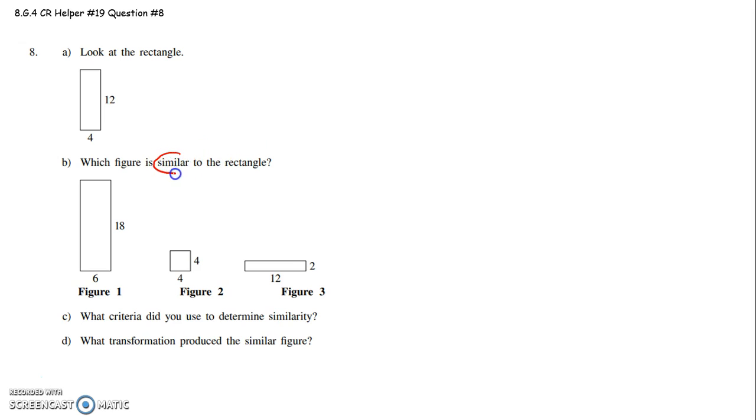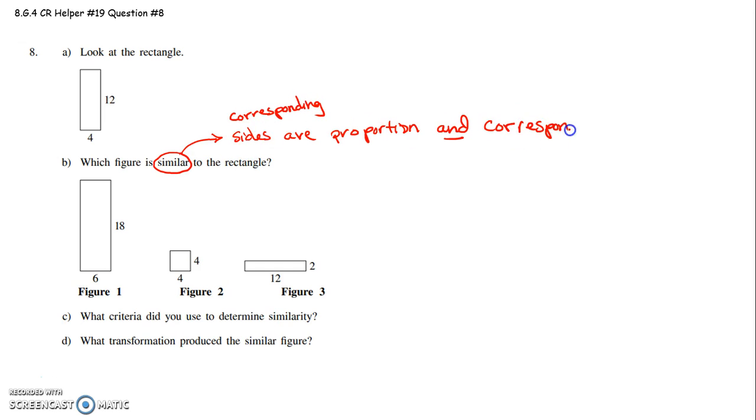Okay, to be similar, corresponding sides are in proportion, and corresponding angles are congruent. All right. So as I look here for similar, and then it says, which criteria did you use for similarity? Okay, that's the criteria. What transformation produced a similar figure?